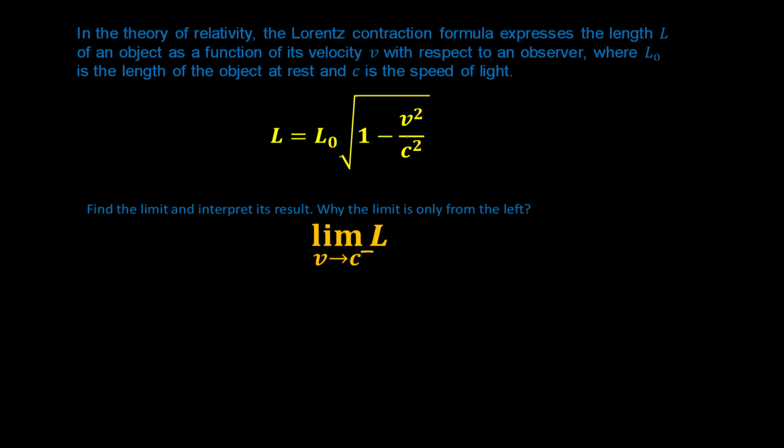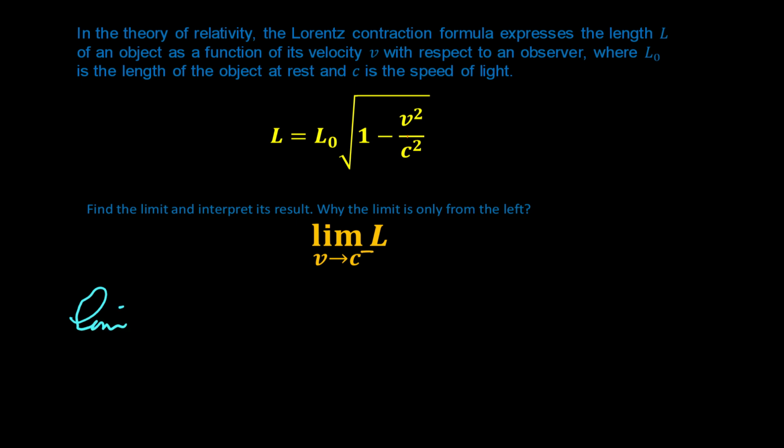Now we want to find this limit, in which, as you can see, the velocity of the object is approaching the speed of light from the left. We want to see what happens to the length of the object when its speed is close to the speed of light, but of course less than the speed of light. So let's find this limit.